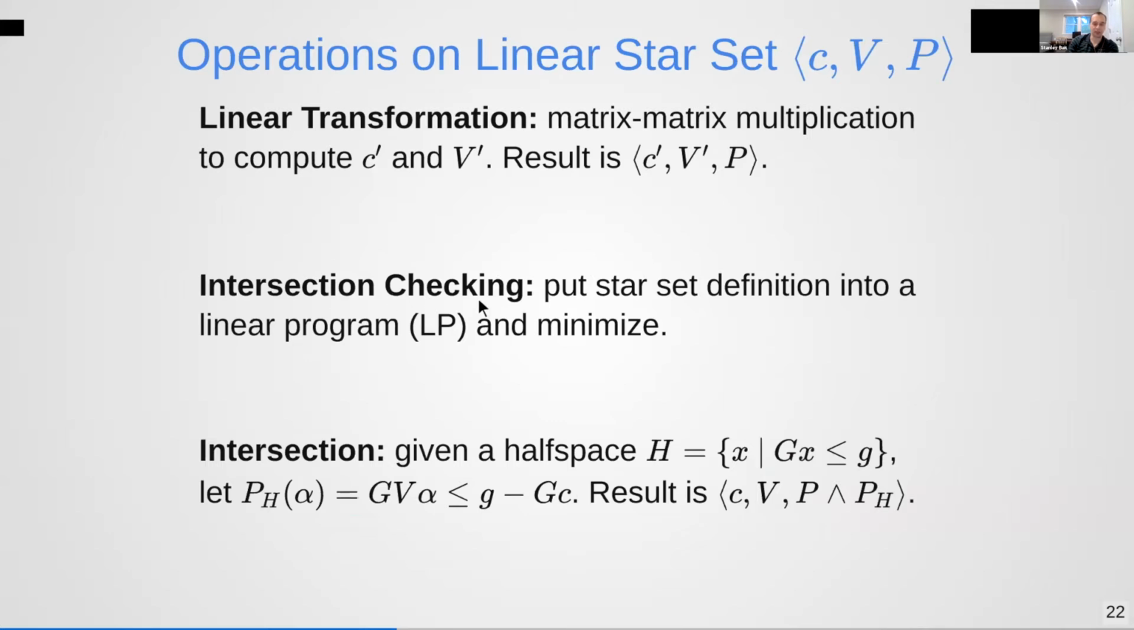You can do intersection checking because you can put this definition into a linear program. This is the definition of a star set. It's all linear constraints, and linear programming will scale to hundreds or thousands of dimensions. You can actually solve those types of problems. So that's nice, and you can actually compute intersections.